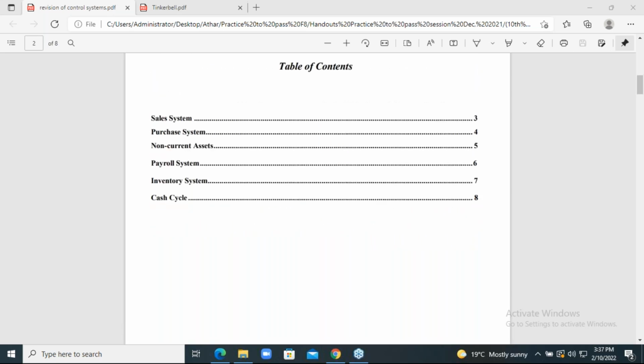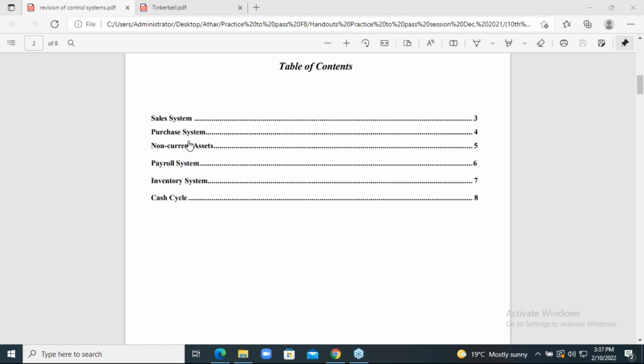Some of the systems are favorites of the examiner, like the sales system, purchase system, and payroll system. These 3 systems are among the most favorite systems usually asked by the examiner. The inventory system is also used, but it is mixed with substantive procedures.